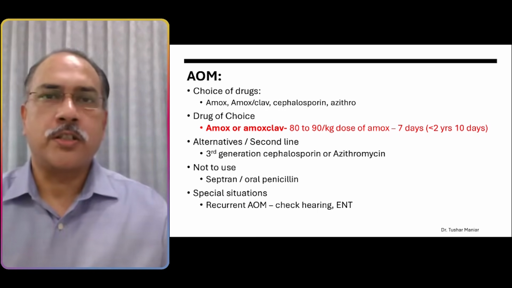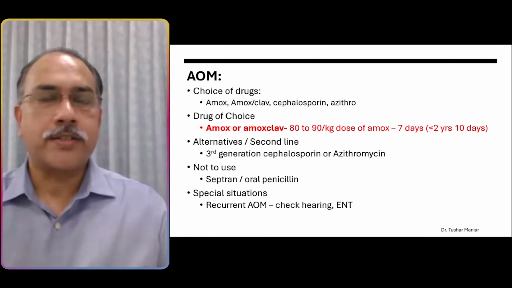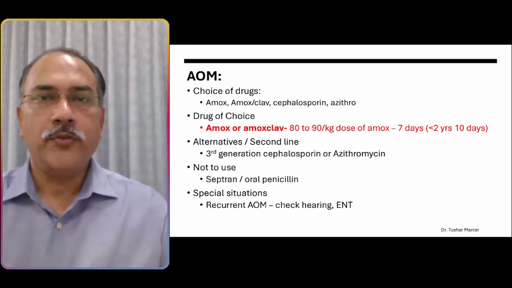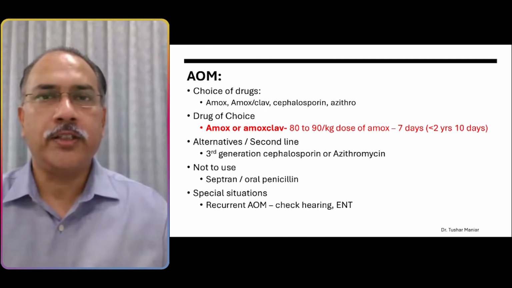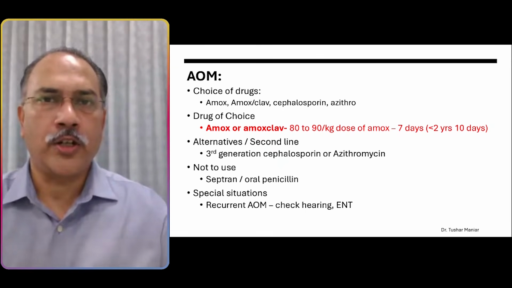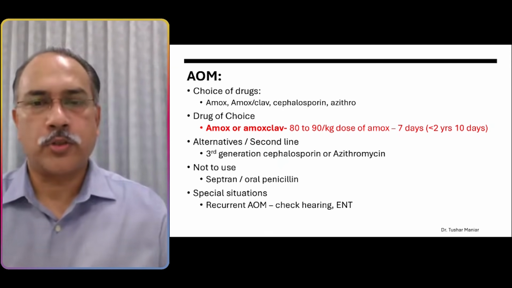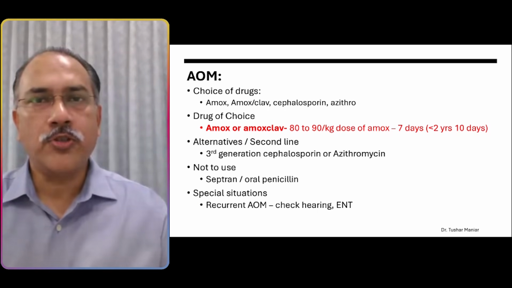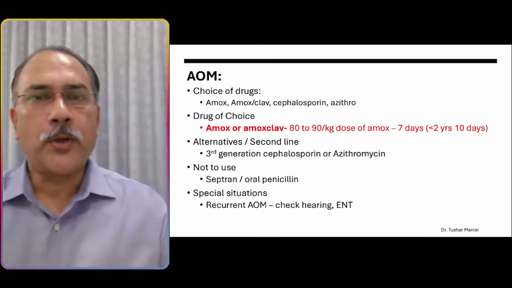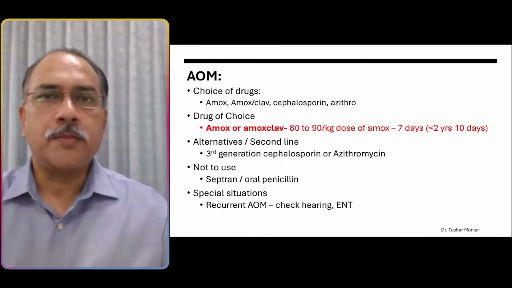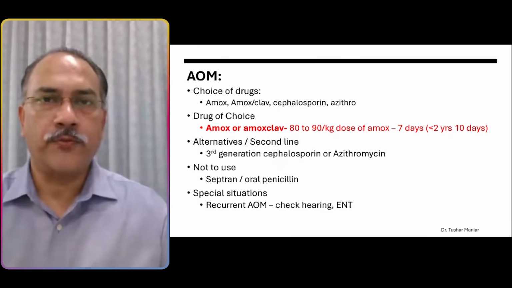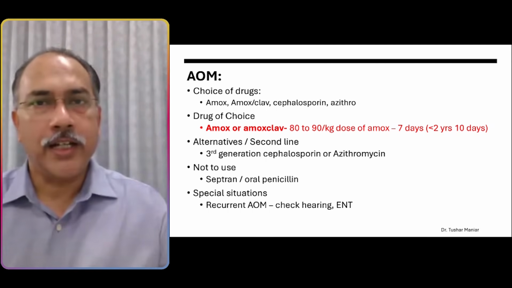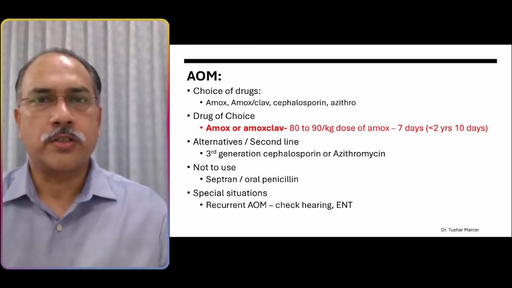What are the special situations here? If the child has recurrent otitis media, we need to make sure what the situation is. Are we dealing with any precipitating factors like adenoid, eustachian tube malfunction, or inadequately treated acute otitis media? And it's important to check the hearing and make an adequate ENT referral. One more important point here is that many times you will have a child who comes with an ear infection, you have treated, and the child comes back again with an ear infection.